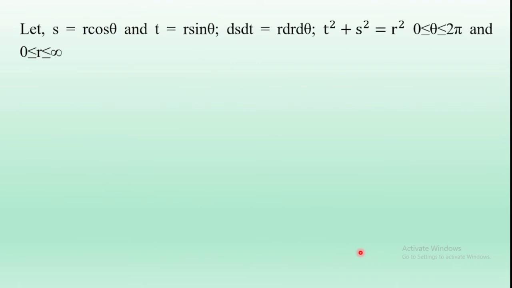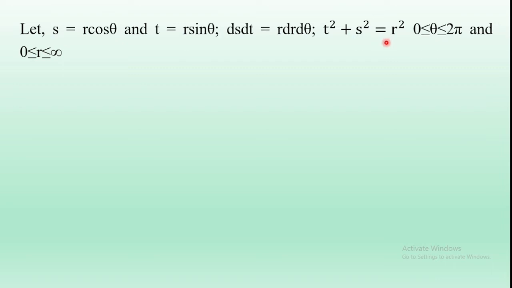Now the polar coordinate system considerations are s is equal to r cos theta and t is equal to r sin theta. So ds dt is equal to r dr d theta. Then t square plus s square is equal to r square cos square theta plus r square sin square theta, which is equal to r square. So t square plus s square is equal to r square.